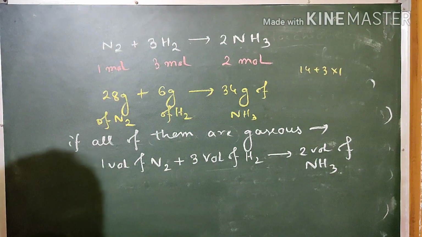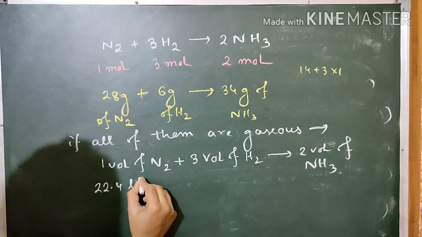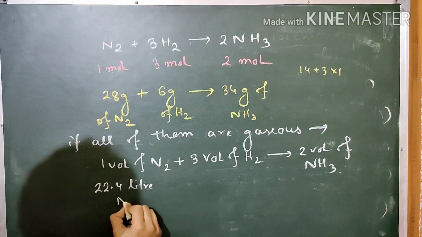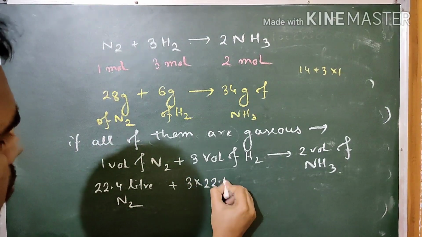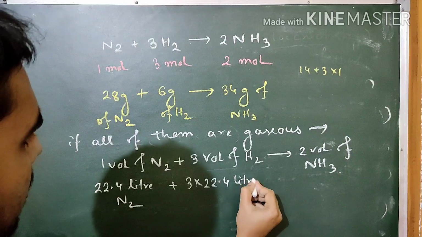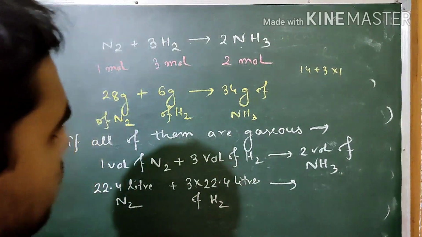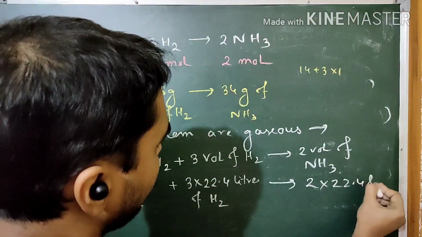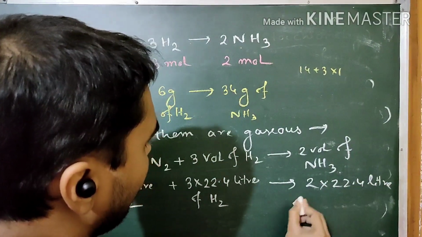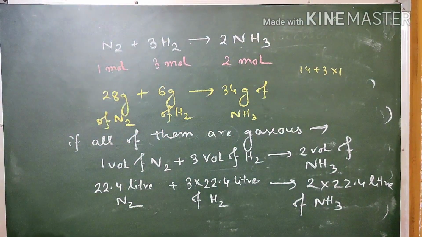Furthermore, we can say that it is 22.4 liter of nitrogen plus 3 into 22.4 liter of hydrogen gives rise to 2 into 22.4 liter of ammonia gas. So this is how the concept will be built up.